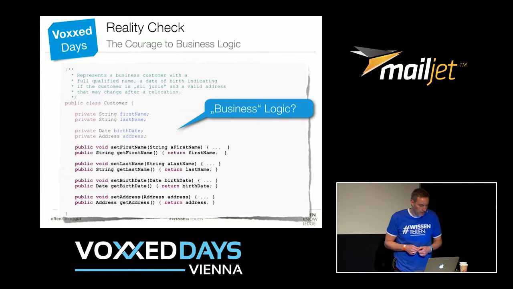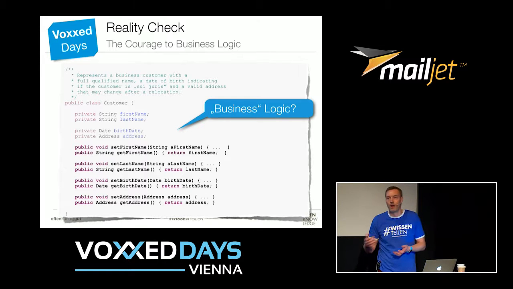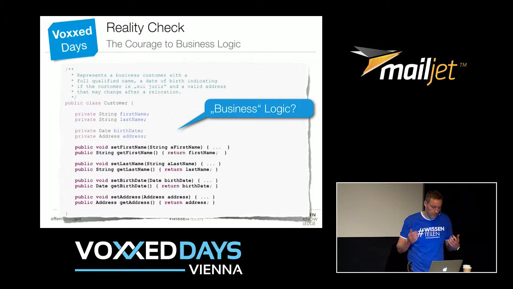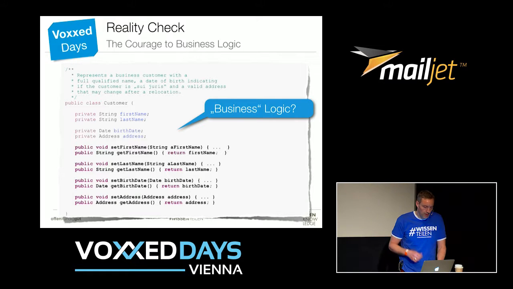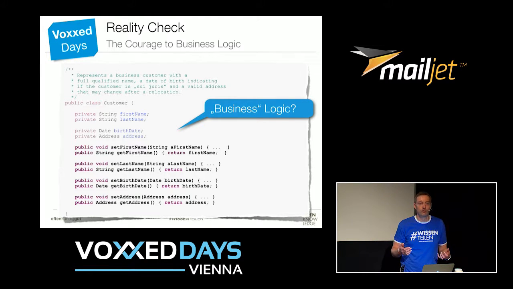What do I mean by domain-specific logic? I do not mean business logic like the customer is able to buy something. This is not part of the customer itself. This is part of the use cases. But I mean something like a customer can marry, so he switches his internal state, or a customer can move to another city, or I want to know his age, for example.